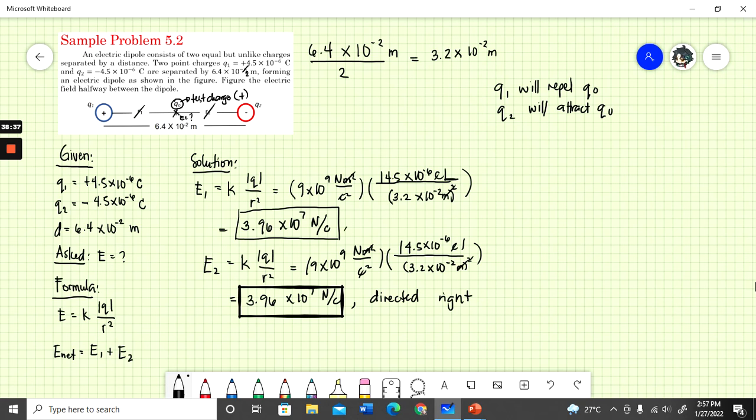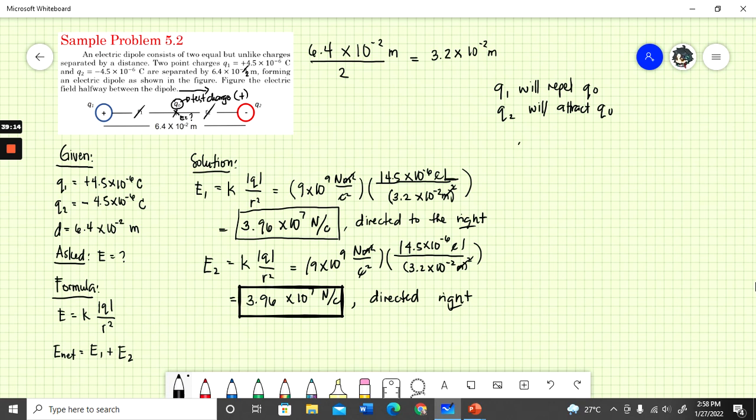And we know that E1 is also directed to the right because Q1 will repel Q0. So Q1 will repel Q0 going this way, and Q2 will attract Q0. So they're both going this way. They're both going in the right direction.